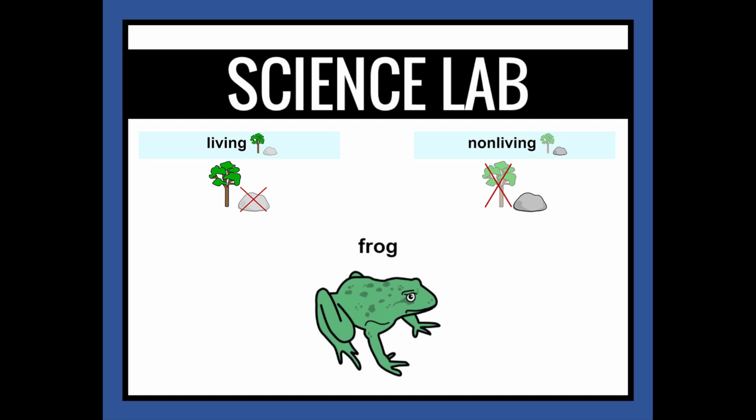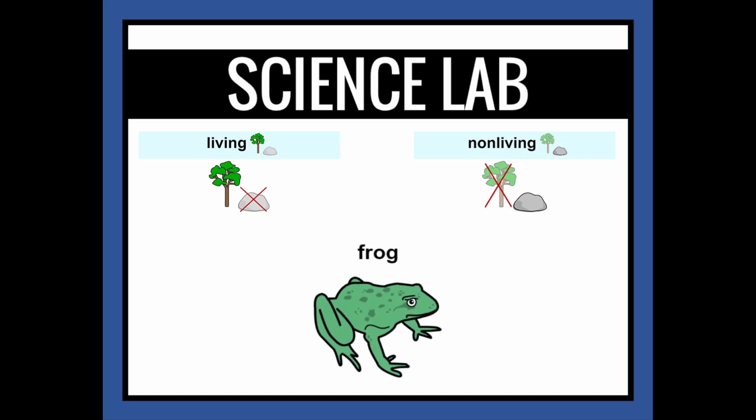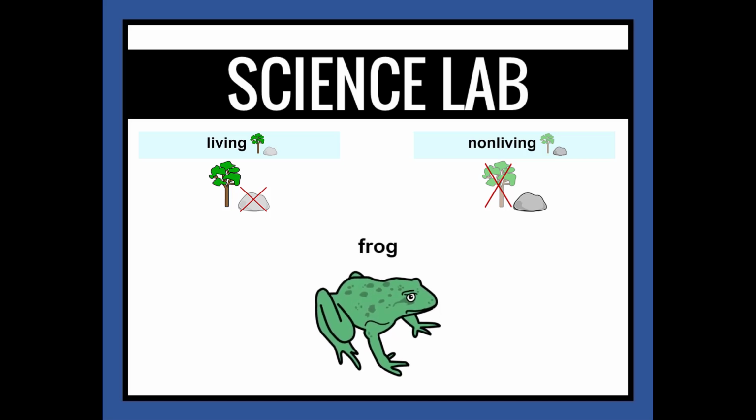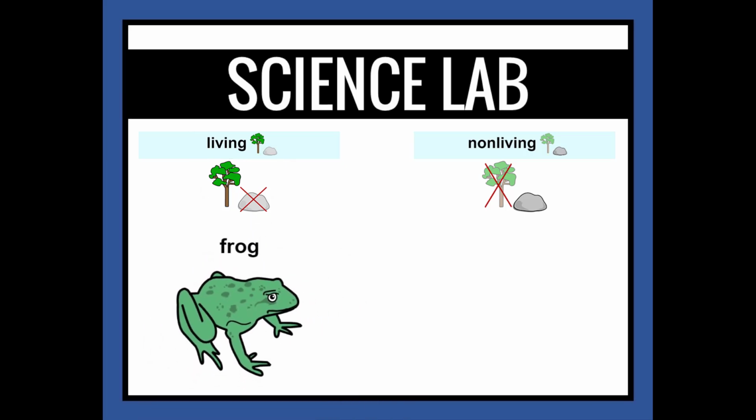Our next item is a frog. Is a frog a living thing or a non-living thing? A frog is a living thing. It breathes in oxygen and breathes out carbon dioxide. It eats food. It grows. It moves. And it can reproduce.